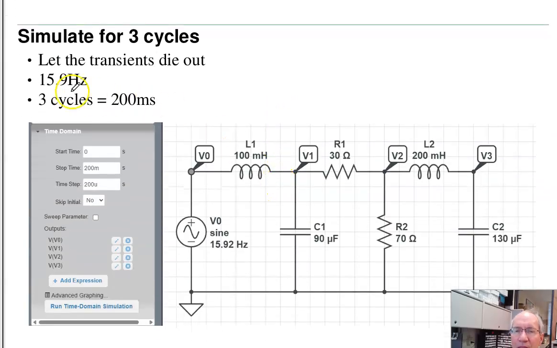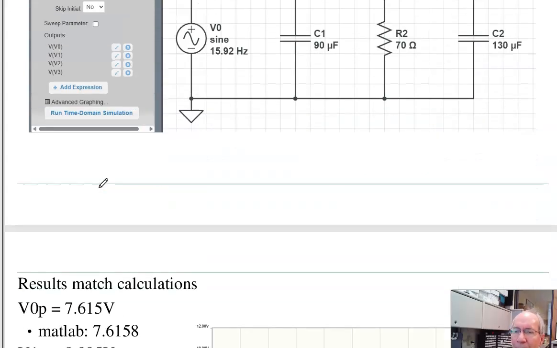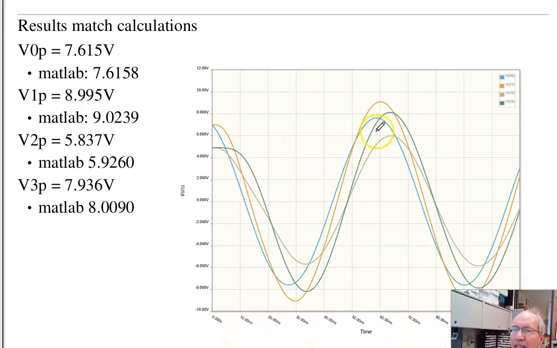Now simulate when frequency is 15.9 hertz, whatever that is. 3 cycles is about 200 milliseconds. So let's simulate for 200 milliseconds. Make the step size 1,000 times smaller. That gives you 1,000 points on the plot. And here's what I get. That's your curves. Looking at the peak voltage, the peak of V0 is 7.615.